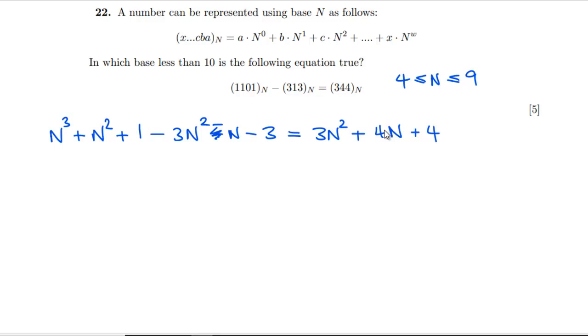So what have we got on all of this then? We've got an n cubed, that's the only one there. How many n squareds have we got? We've got minus 5n squared. How many n's have we got? Minus 5n's. And how many numbers have we got? Minus 6. That's got to be equal to 0. So what are we going to get as an answer for n?